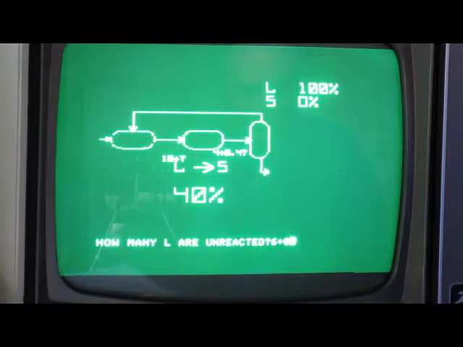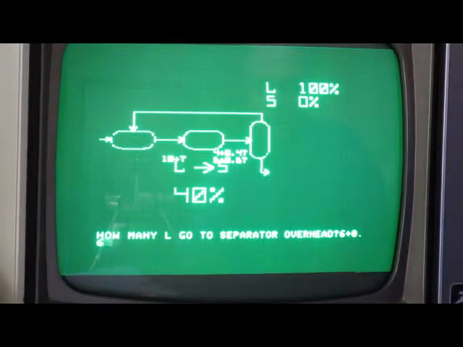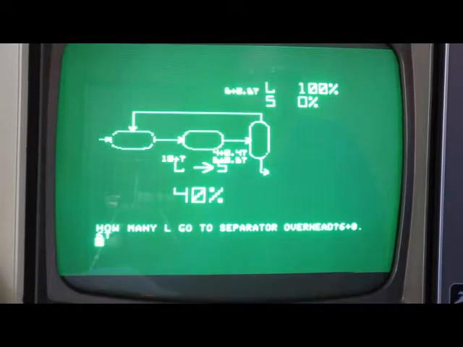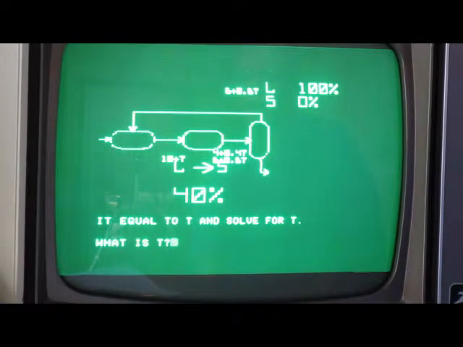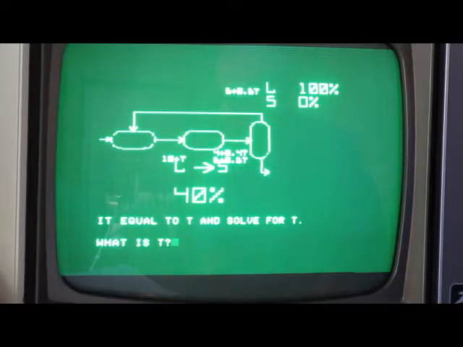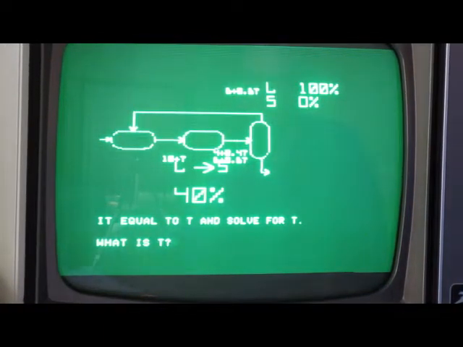I'll go to the separator overhead. That will be 6 plus 0.6 T. This is the same number we call T. Set it equal to T and solve for T. What is T? T is equal to 6 plus 0.6 T, or 0.4 T equals 6. Therefore, T is equal to 15.